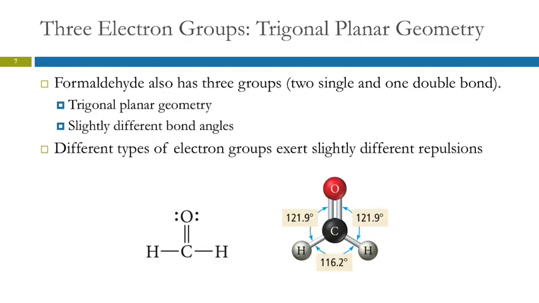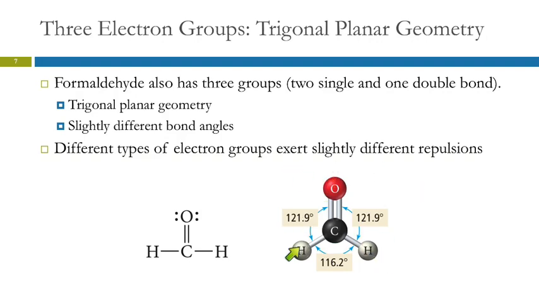Formaldehyde also has 3 groups. Here's its Lewis structure. So here we look at this carbon, and it's got a single bond and a single bond and a double bond. That's 1, 2, 3 groups, right? So you think of 3 balloons. What shape do they make? They make a triangle, right? So these atoms are going to spread out around the carbon in a triangle shape.